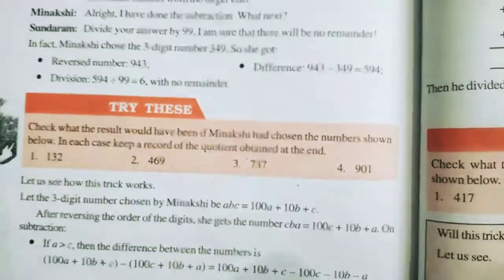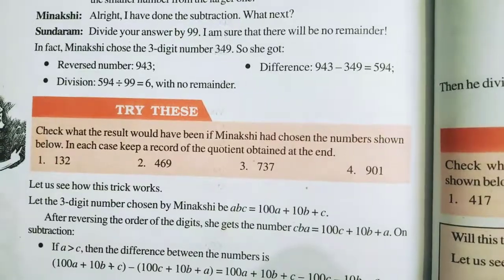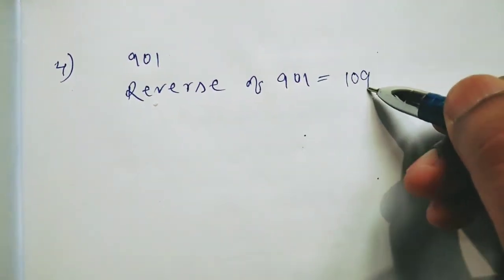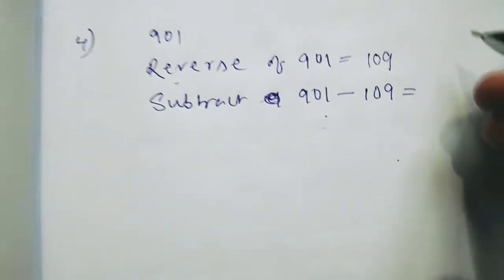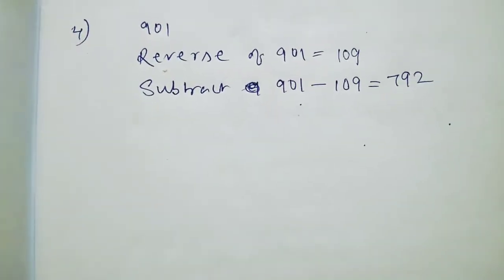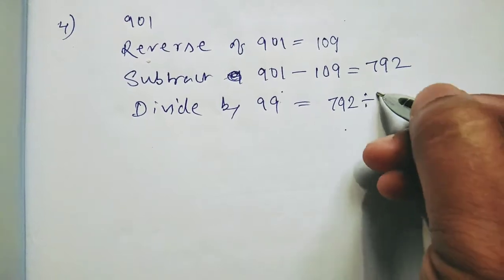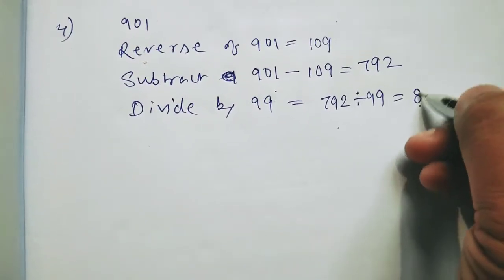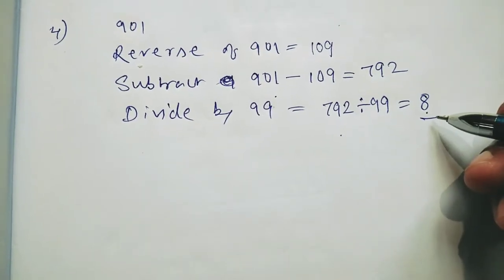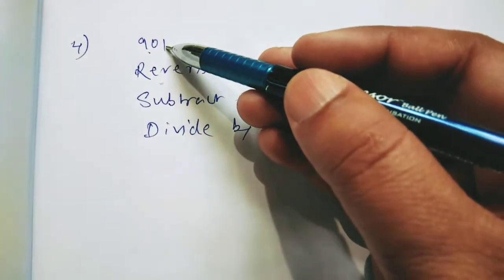Now let's take another type of question where A is greater than C. Suppose this one, 901. A is greater than C. Let's see this. The reverse of 901 is 109. Now we subtract these two numbers. When we subtract, it comes to 792. Now we'll divide by 99. So 792 divided by 99 comes to 8. Now we'll see whether our answer is wrong or right. Here A is greater than C, so we will subtract 9 minus 1.